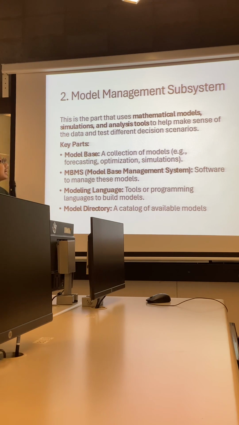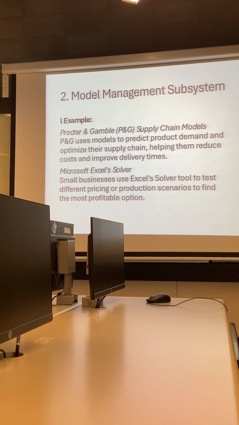The second one is the MBMS, the model base management system, software to manage these models. The third one is the modeling language, a tool or programming language to build models, and the model directory is a catalog of available models. For example, P&G, Procter and Gamble, a supply chain company, uses models to predict product demand and optimize their supply chain to help reduce costs and improve delivery times.